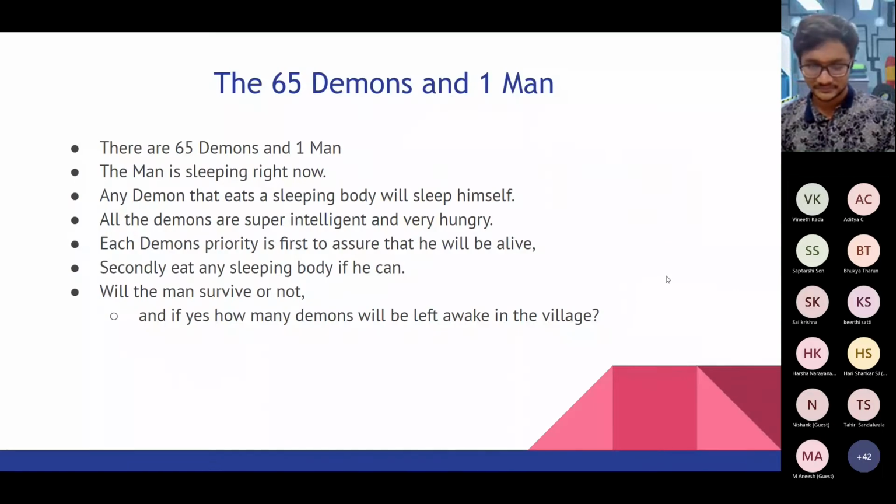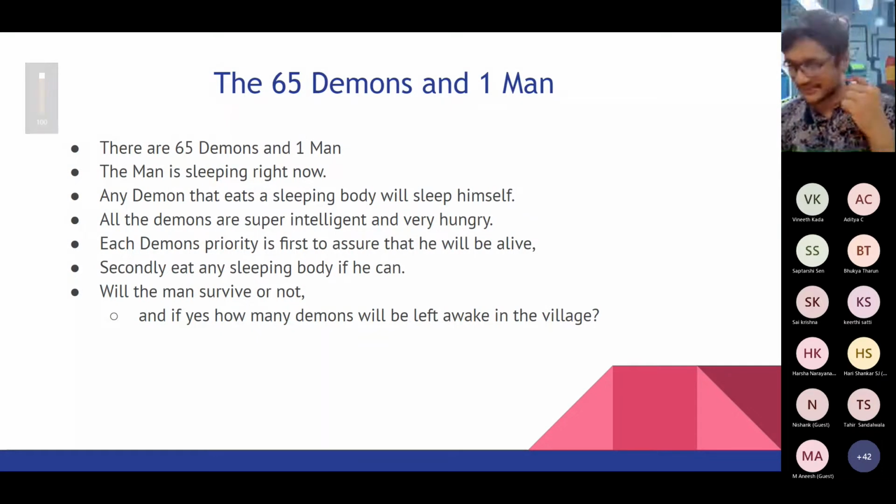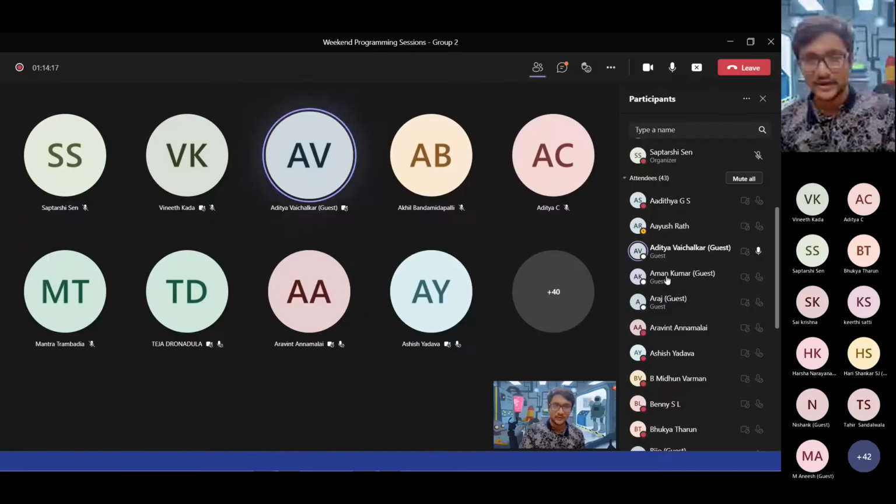Did you get the problem? Yeah, I didn't understand when will anyone die? Okay, so if a demon is sleeping and another demon eats him, then that demon dies. When the demons eat the man, the man will die, and when some other demon eats the demon who is sleeping, that demon will die. Oh, okay. You got the question, right? Yes. Okay. What do you think intuitively would happen?